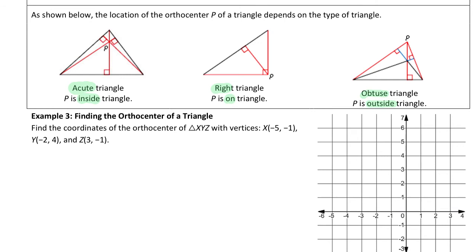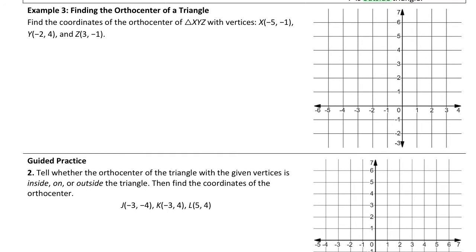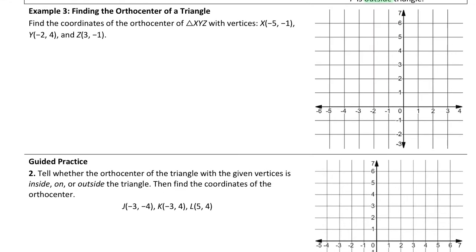So, moving ahead to example 3, we're going to talk about how to find that Ortho Center, okay? Again, first thing, graph the vertices of our triangle. So the first vertex, -5, -1, is vertex X. -2, 4 is vertex Y. 3, -1 is vertex Z. So I'm going to do my best to draw these sides as straight as can be, okay?